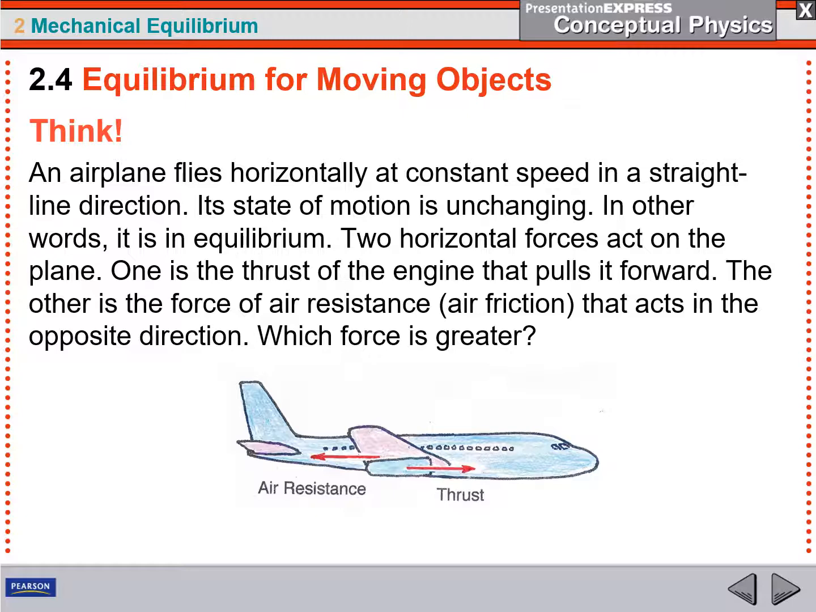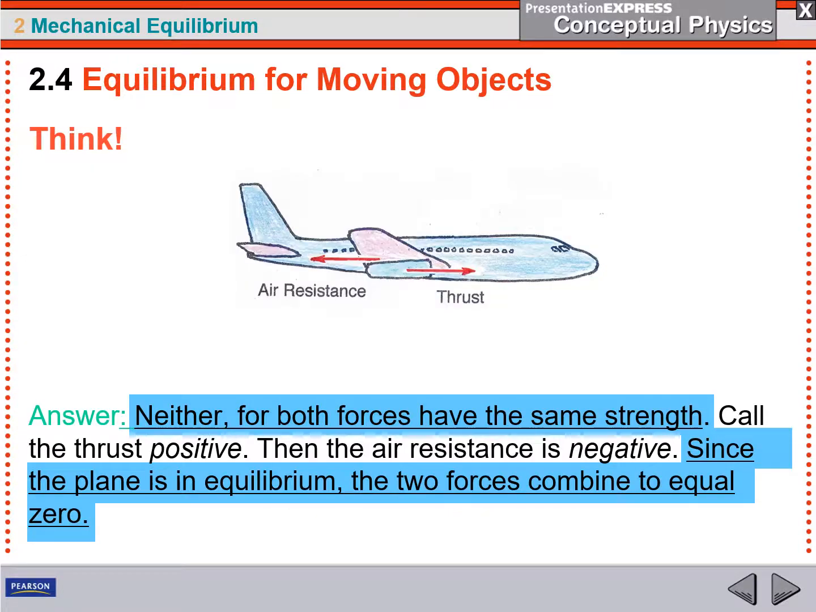Many of you have experience flying on an airplane, but you can also take a more mundane object like an automobile and apply the same question. You know that if you're in your car and there is a motor running, there is a force propelling you forward. But if you are going at a constant speed in a straight line, then there must be a counteracting, equal and opposite frictional force. In other words, neither air resistance nor thrust is greater. They have the same strength.